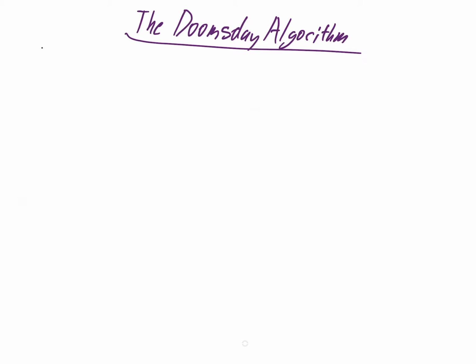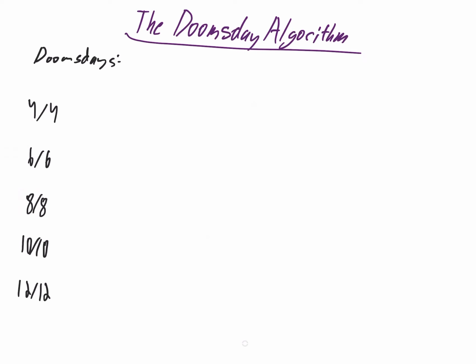And so let me write down the Doomsdays. First off, there's 4-4, or let me write it like a slash, 6-6. So this is April 4th and June 6th. 8-8, which will be August 8th. 10-10, which will be October 10th. And lastly, 12-12, which is December 12th. So all of these will lie on the same day of the week. And these are easy to remember because they're essentially just the even numbers, except for 2, which I'll get to later.